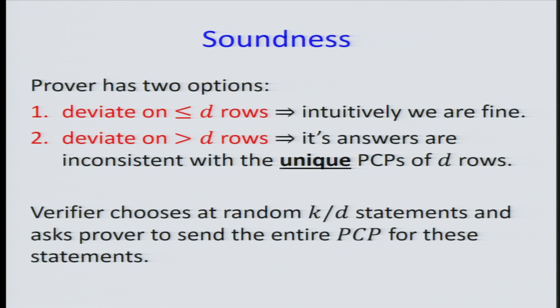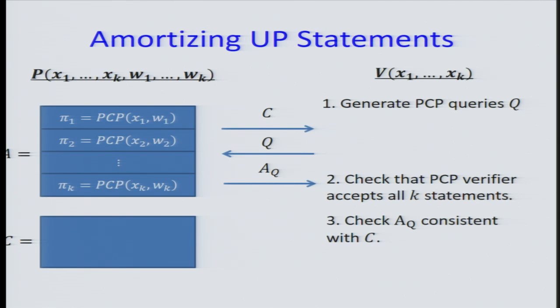Now when he's forced to open up the entire PCP, because there's only a unique single PCP that he can send and I'll accept, I'll reject because it's inconsistent with what he sent before. OK, so let's see this in the protocol. So we have all these steps that we had before. So we send over C, the checksum. We ask for the columns.